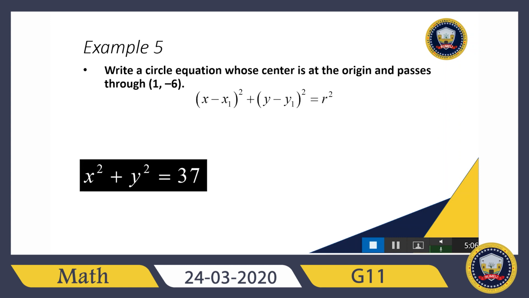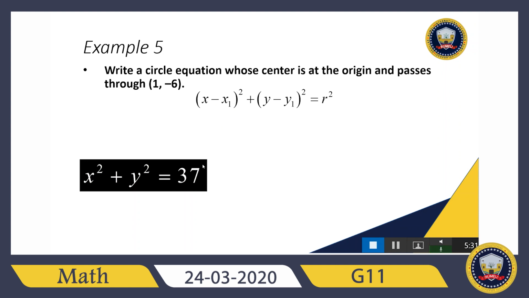Okay, writing the standard form of the circle, we have (x − x1)² + (y − y1)². In this case, x1 and y1 are zeros because it's the origin. So x minus 0, which is x squared, plus y minus 0, which is y squared, equals 37.